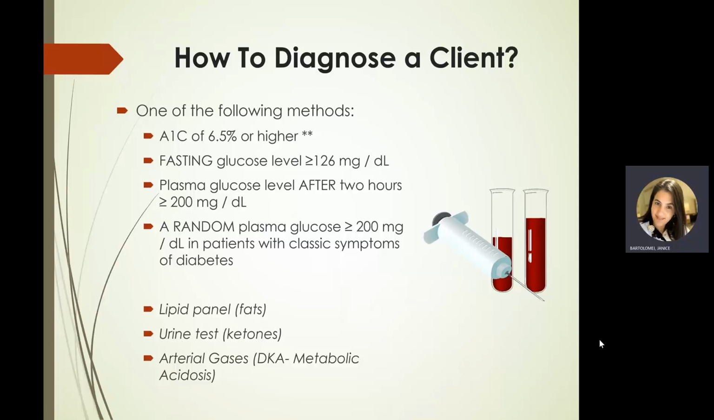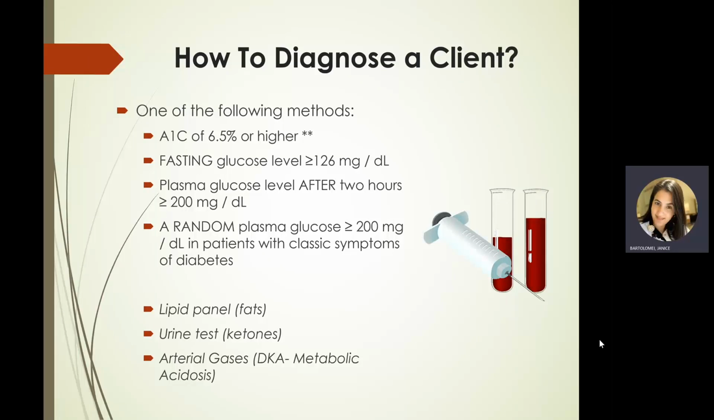How do we diagnose diabetes? Well, we have different methods. It could be diagnosed based on one of the following. It could be an A1C of 6.5% or higher. And let's talk about what A1C is.